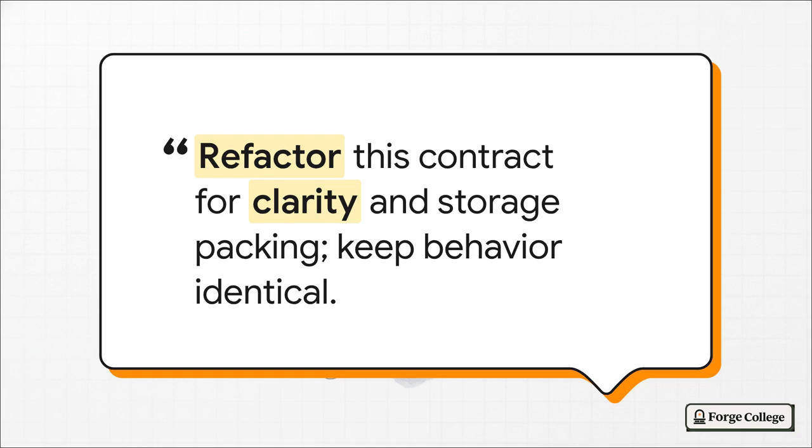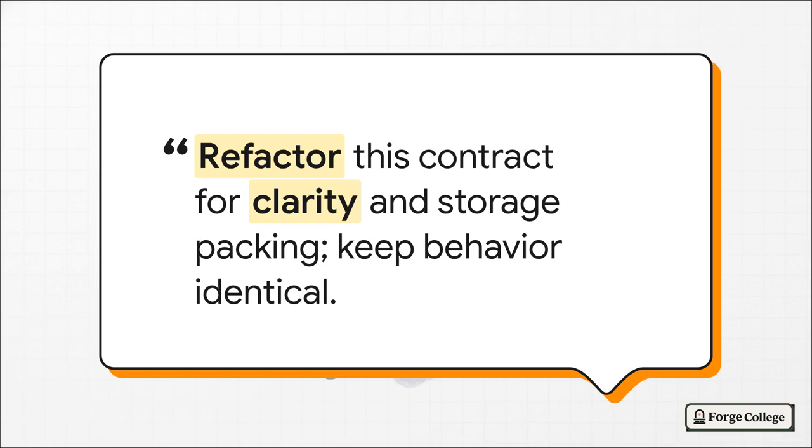Refactor this Solidity contract for clarity and storage packing. Keep behavior identical. Highlight places to safely change uint64 to uint32 and explain trade-offs. Notice what we're doing here. We aren't asking the AI to write our code from scratch. Nope. We are using it as an advanced linter.